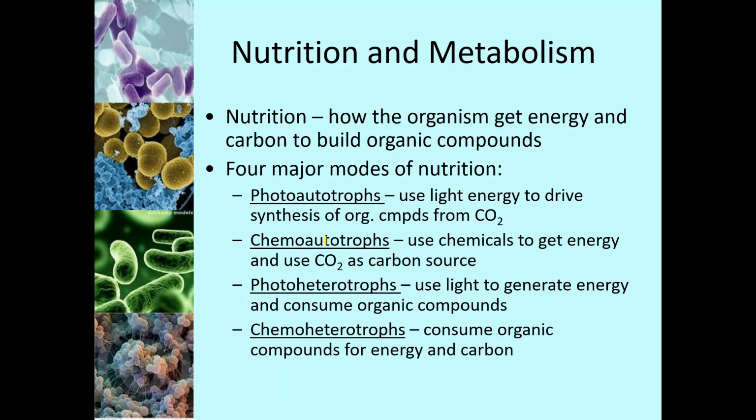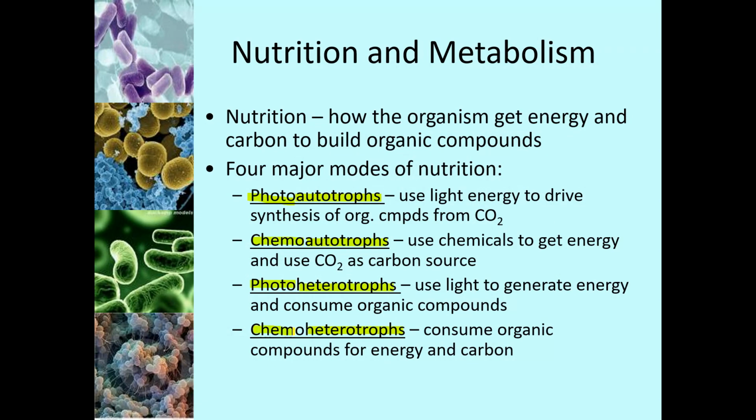Now, if you've paid attention over the year, you should already know what these words are. We're going to start with the root words. We have autotrophs and we have heterotrophs. Let's go back to our ecology lesson. An autotroph is anything that makes its own food. A heterotroph is anything that cannot make its own food and therefore has to get energy or food from somewhere else.